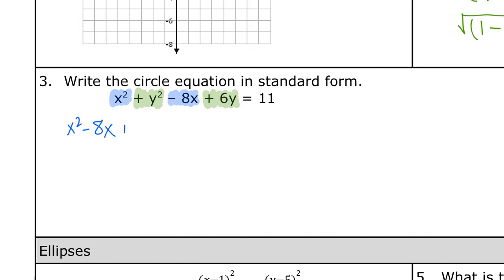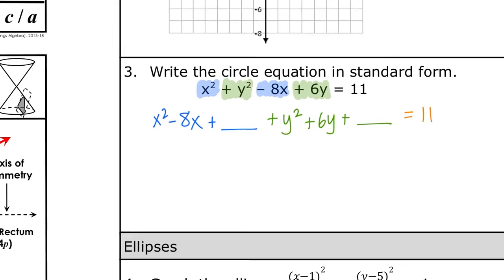So actually first, I'm going to put a blank here. And then let's put our y's. So plus y squared plus 6y plus blank. And then equals 11. So we need to figure out what goes in these blanks. So we're going to do that by completing the square.